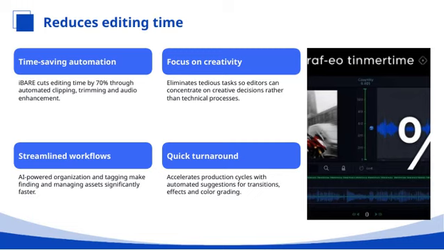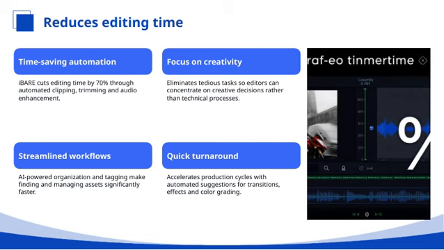Let's talk about how iBARE really transforms the editing process. First, it significantly reduces editing time by up to 70%, thanks to automation features like clipping, trimming, and audio enhancement. This means editors can save a lot of time on routine tasks. By automating these tedious processes, editors can focus more on creativity and storytelling rather than getting bogged down in technical details. It frees up mental space for making artistic decisions.